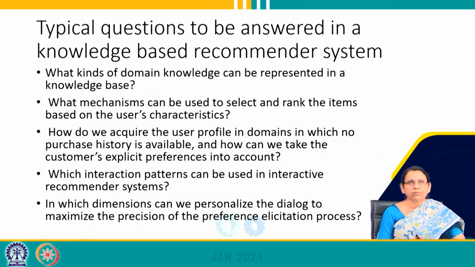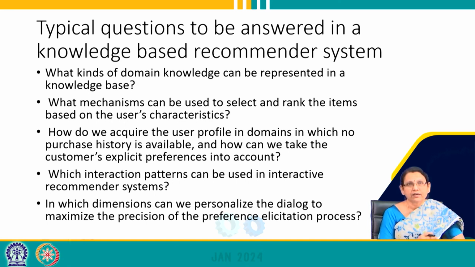So, these are the typical questions that are answered in a knowledge based recommender system. It is a bit different from collaborative filtering and others that we discussed so far. What kind of domain knowledge can be represented in the knowledge based? So, you have to maintain a knowledge base, and you must know what kind of domain knowledge has to go into it. What mechanism can be used to select and rank the items based on users' characteristics? So, the ranking procedure which you already used to find out the top n etc. has to be now different.